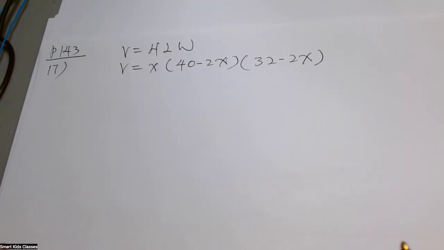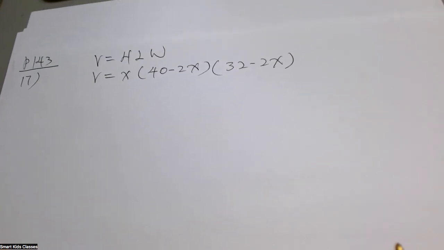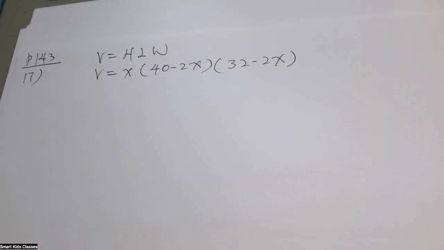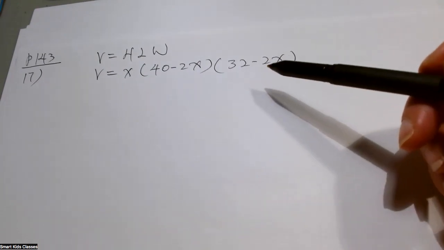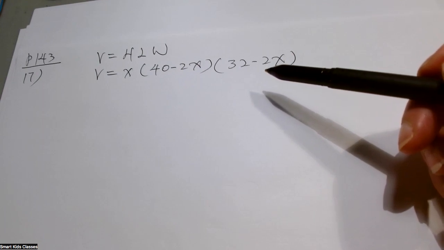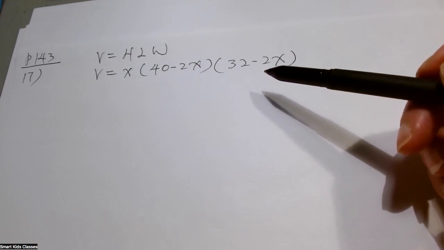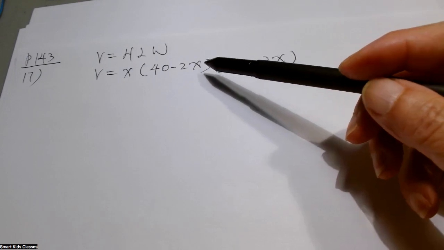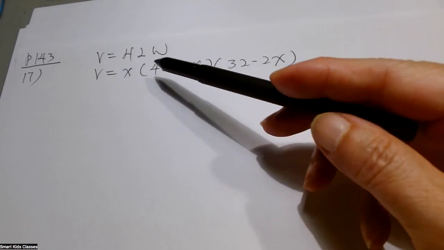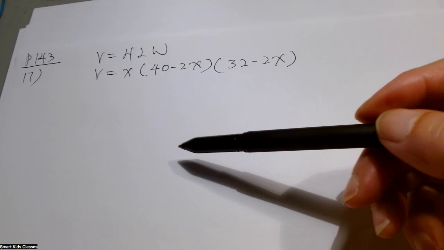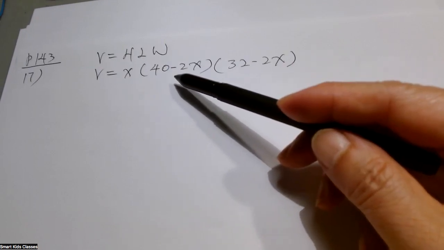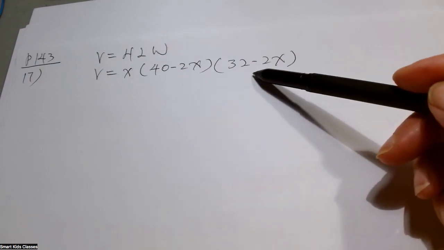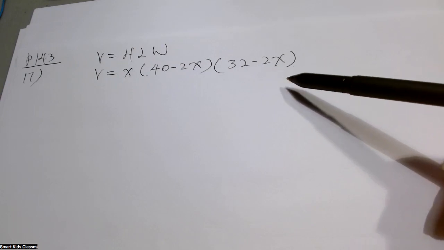Now, question 17 on page 147, the last question in the test, chapter 2 test. So if you read the question in the textbook, you know it's looking for volume. So we write down volume's equation equal H times L times W. And H stands for x, and the length will be 14 minus 2x. The width is 32 minus 2x.